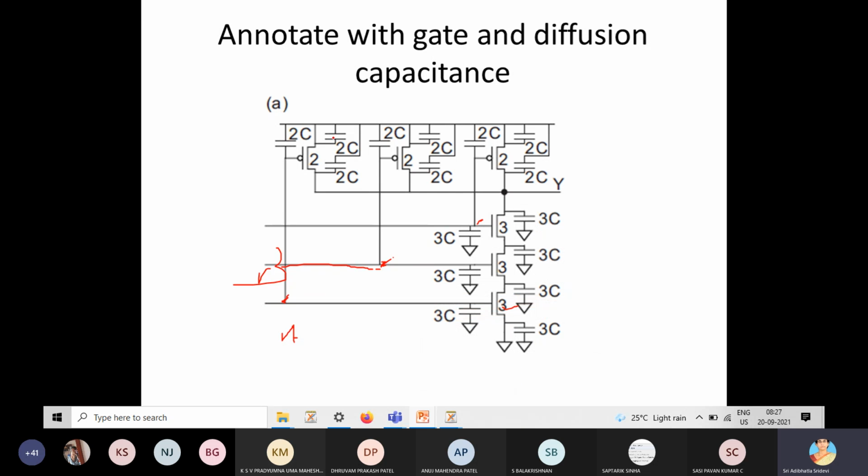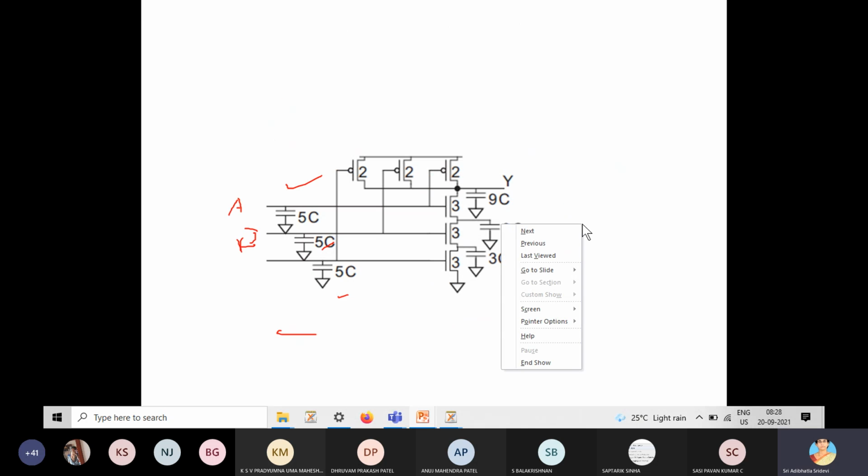Then the source capacitances directly connected to supply are ignored. Then coming to the drains, this drain is connected to this drain, right? So 2C, 2C, 2C, 3C. They're all the capacitance of the same output node. So what is the total capacitance of the output node Y? 9C, correct? It is 9C.